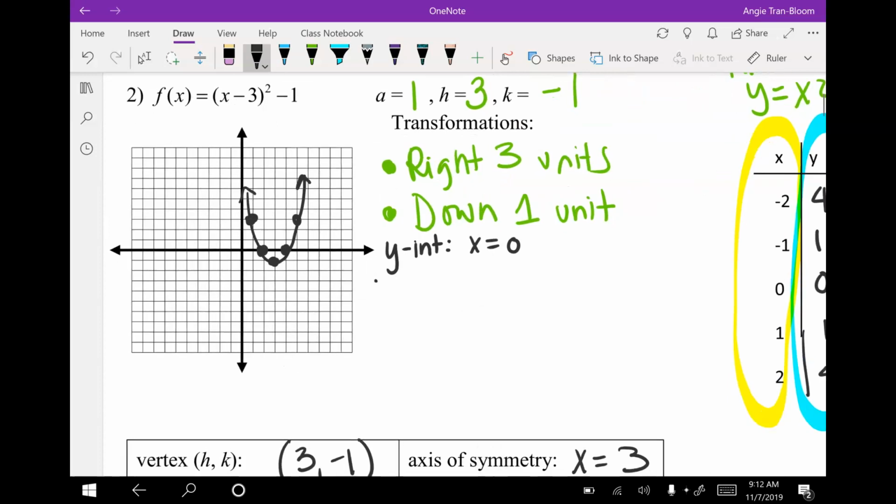Okay, let's plug it in. Y equals quantity 0 minus 3 close. Yeah, from the equation they gave you.